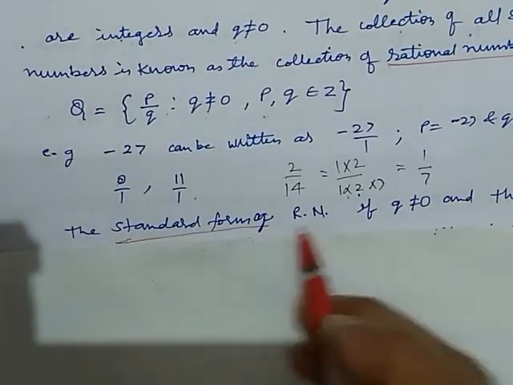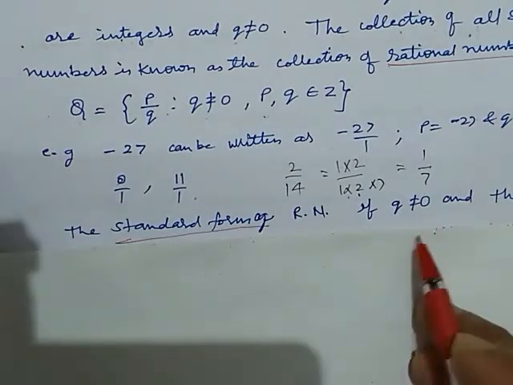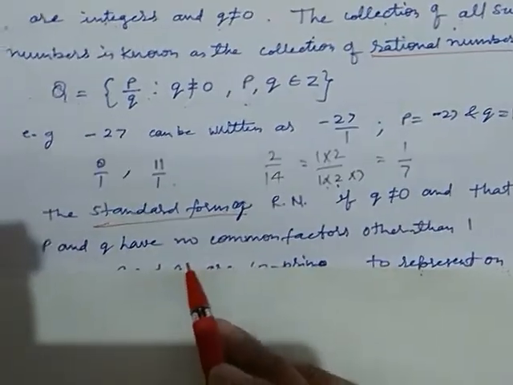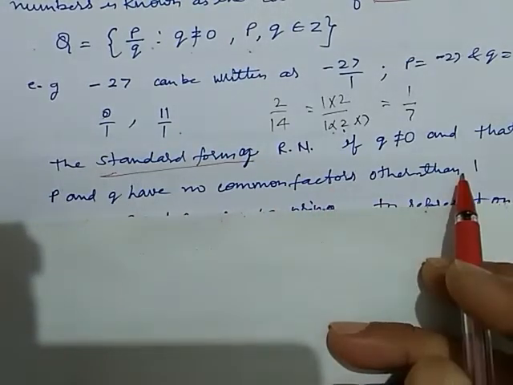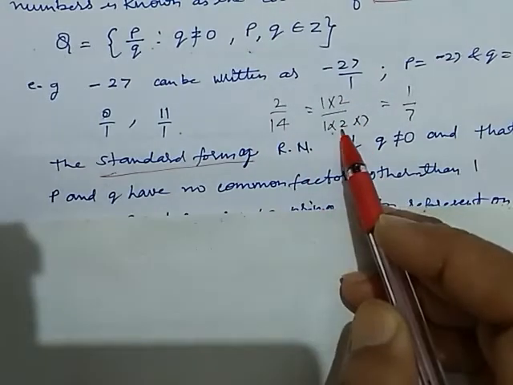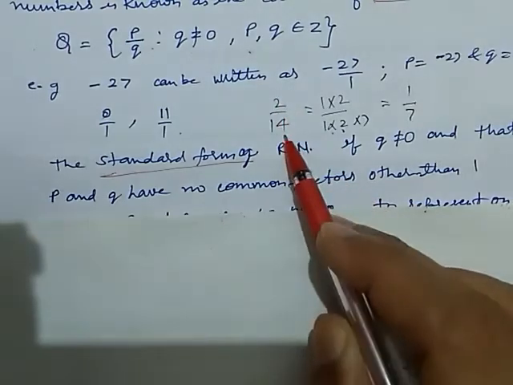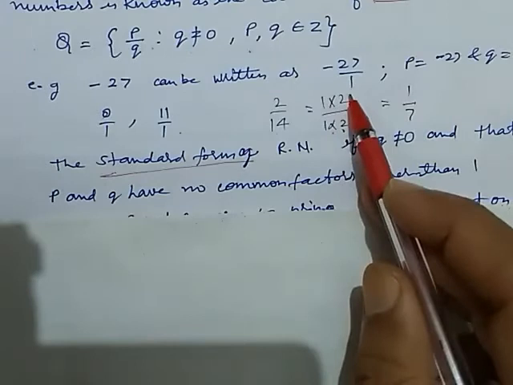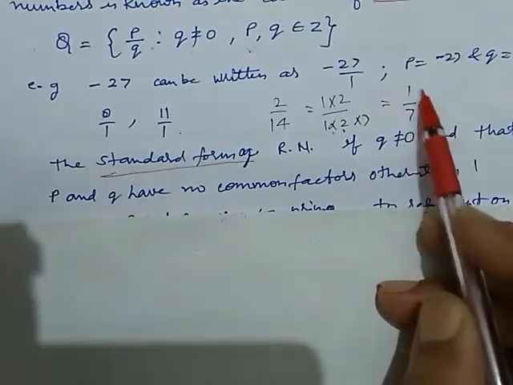The standard form of a rational number: q is not equal to 0, and p and q have no common factors other than 1. Here in 2 and 14 there is a common factor 2, so this is not a standard form. This is p by q form, but not a standard form. When we divide by 2 one time, it reduces to 1 by 7. Now this is a standard form.